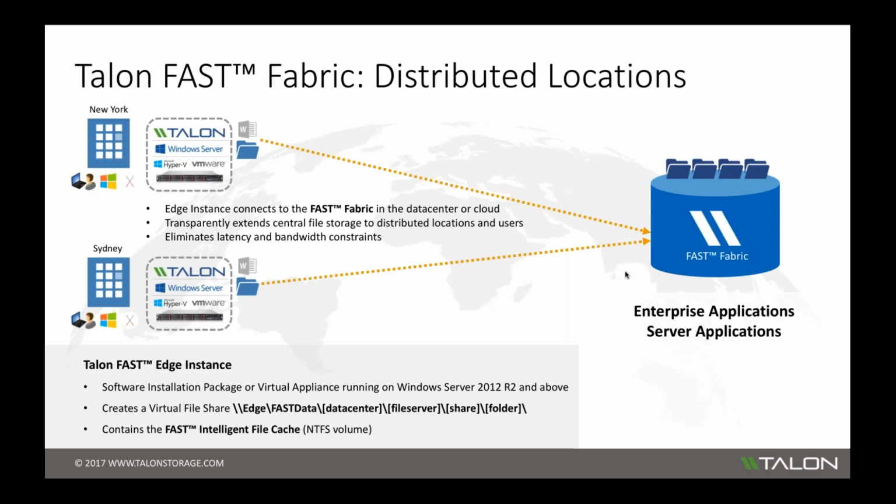So it's really important to understand that this edge connects to the fabric in the data center or in the cloud. It transparently extends to central file shares that contain unstructured data to the distributed locations and users. And because we're using our own streaming protocol between the edge and the core, we're eliminating the latency and bandwidth constraints that typically go with file sharing over the wide area network.